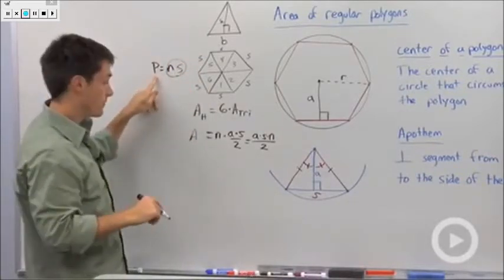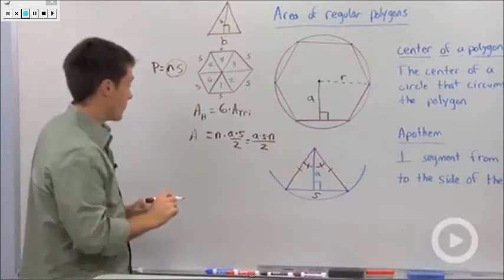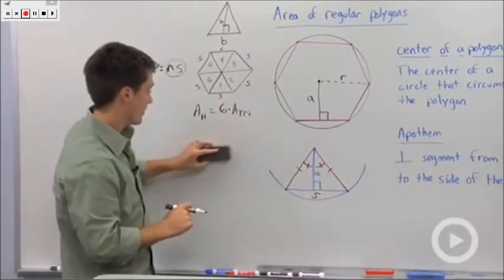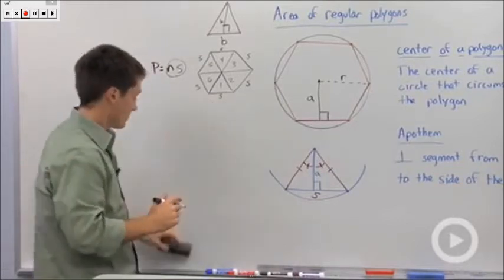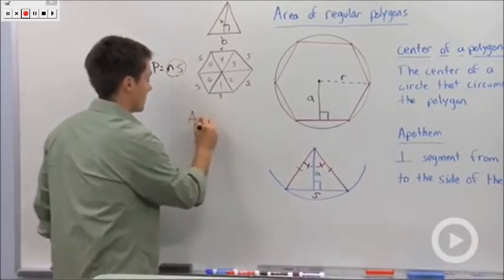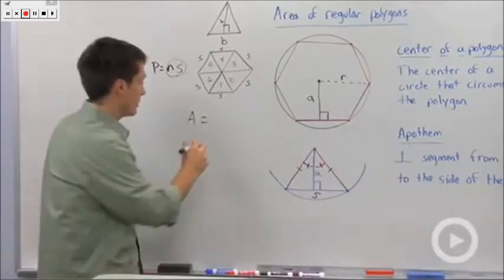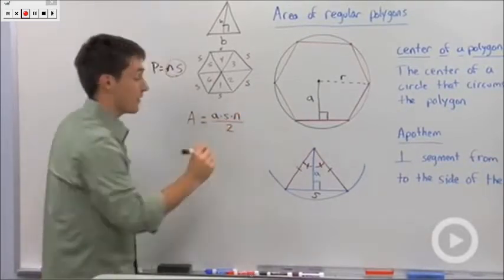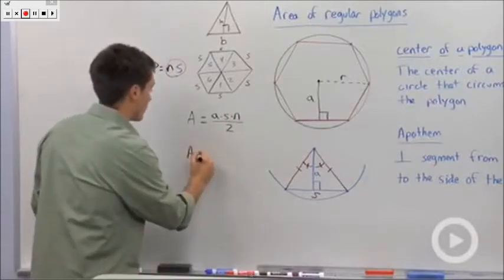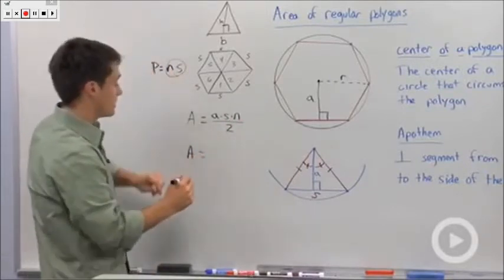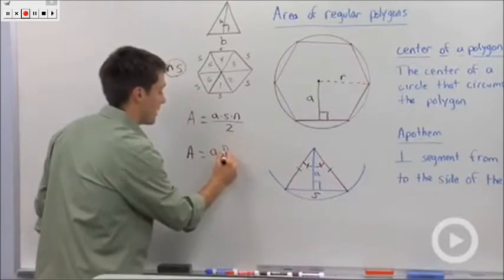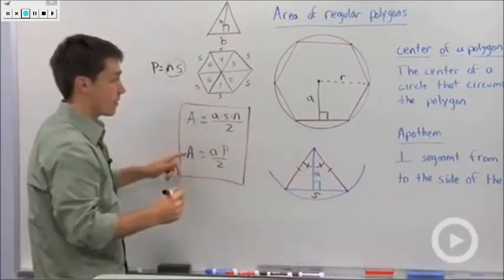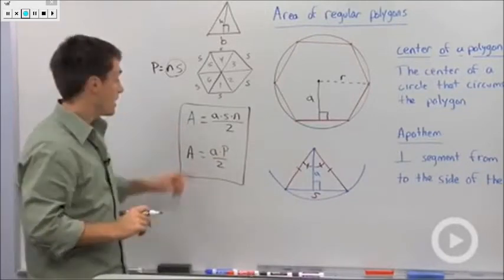So there's going to be 2 ways to write your area formula. And I'm going to erase this to make it a little bit clearer here. So we're going to say the area of any regular polygon is equal to apothem times side length times the number of sides divided by 2. Or if we substitute in for n times s, it's going to be the apothem times the perimeter divided by 2. So you have 2 different formulas, both of which will calculate the area of any regular polygon.